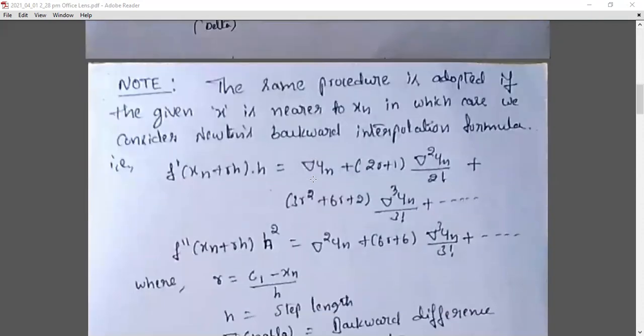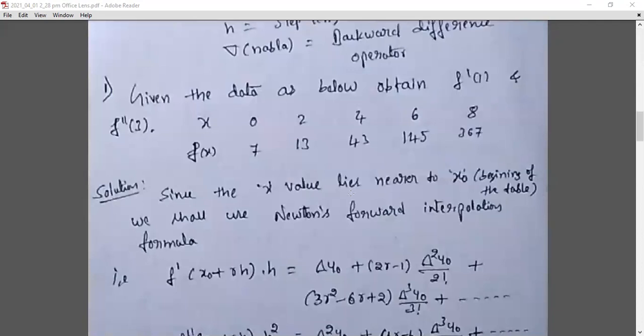For an example, let us consider a data. So this is the data given and I would like to find out the value of f dash of x at x equal to 1. I want to find the derivative f dash of x at x equal to 1. As the value of x lies near the beginning of the table, we'll be using the forward interpolation formula.